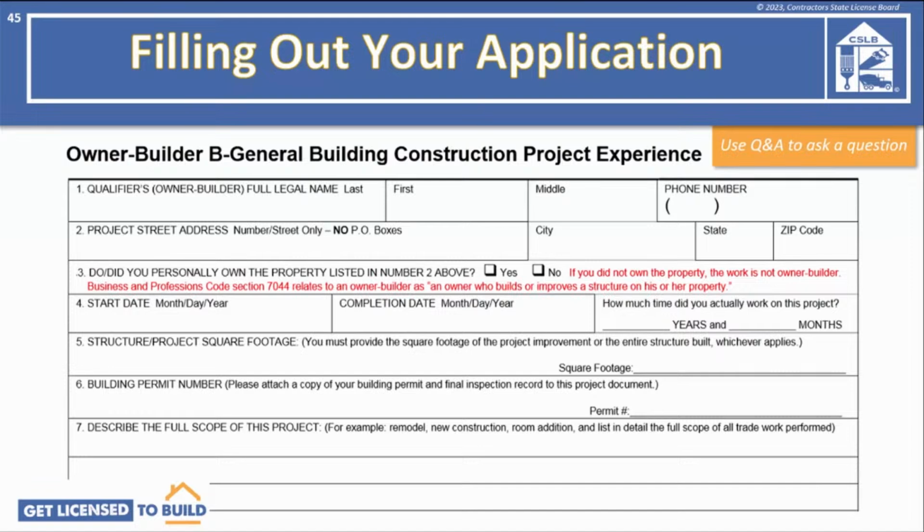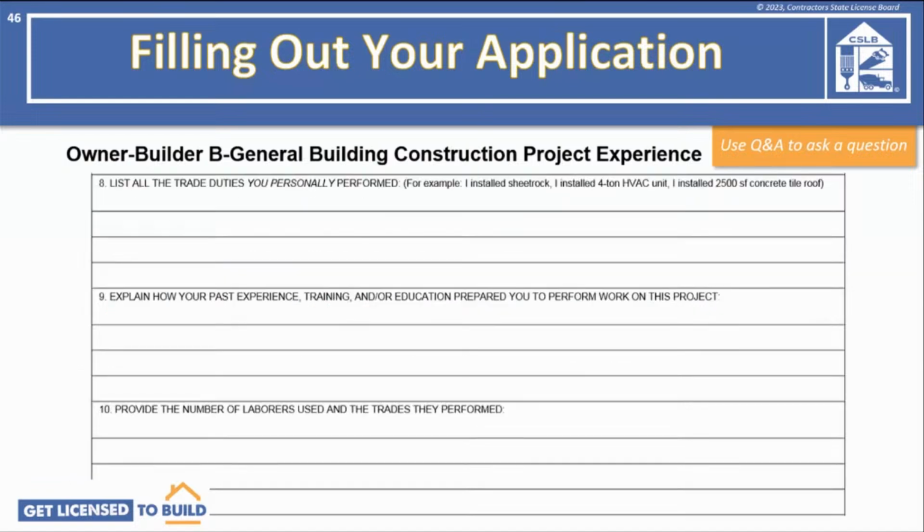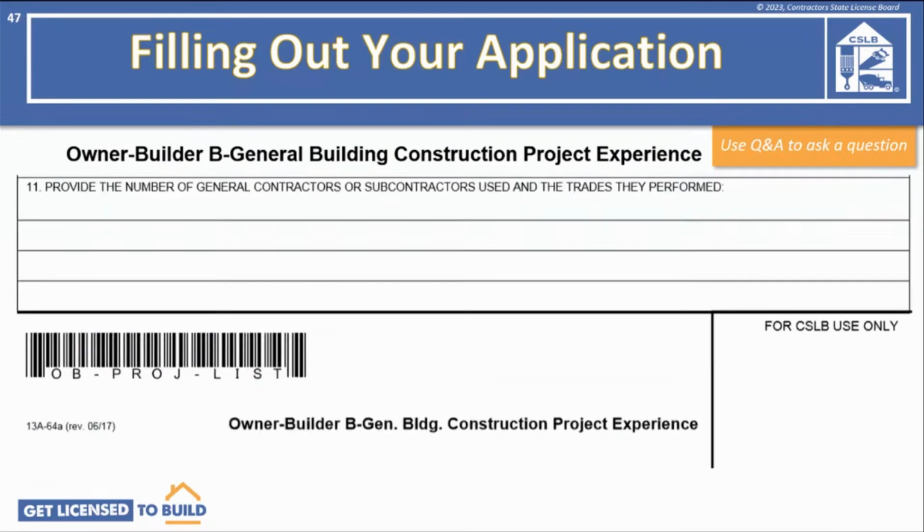The experience must be verifiable through building permits, final inspections, and other documentation. You will need to list the building permit number on line 6. On line 7, you will need to provide the scope of the project. In boxes 8 through 10, you will need to provide more detailed information about the project. Question 11 asks if other general construction contractors worked on the project and what trades they performed. Remember, this information should be as complete and accurate as possible.